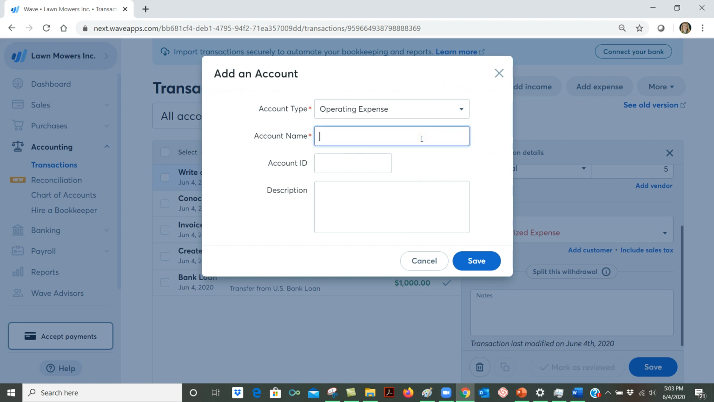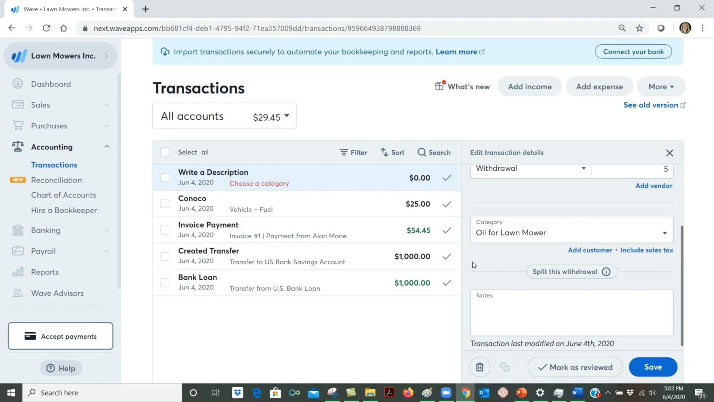And then I can go ahead and give this account any name that I want. I'm going to be really specific here so I know exactly what type of expense this is. I'm going to call it oil for lawnmower and then click Save. Now I'm ready to finalize this transaction by clicking the Save button.